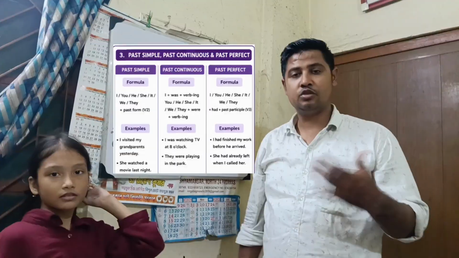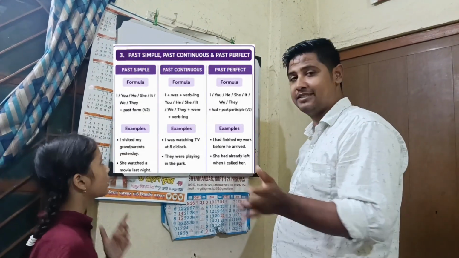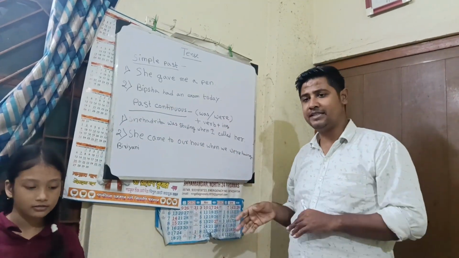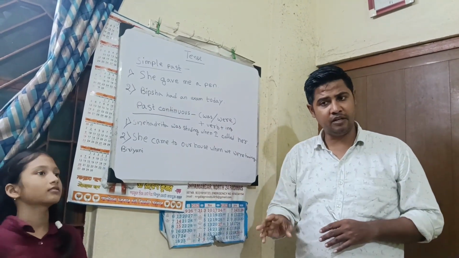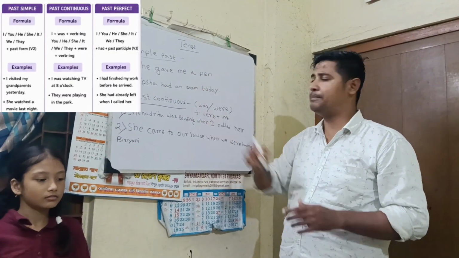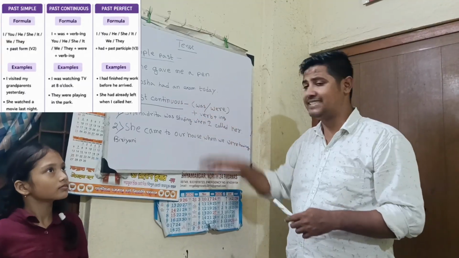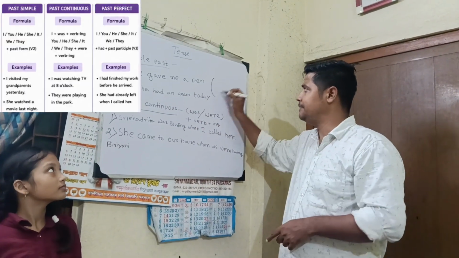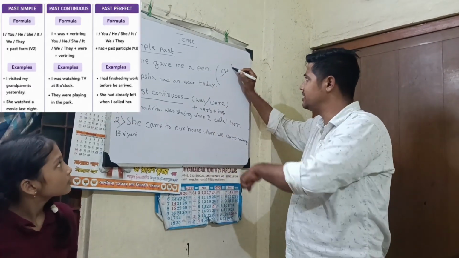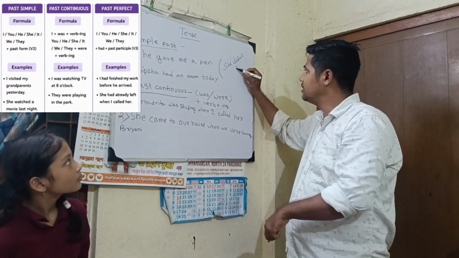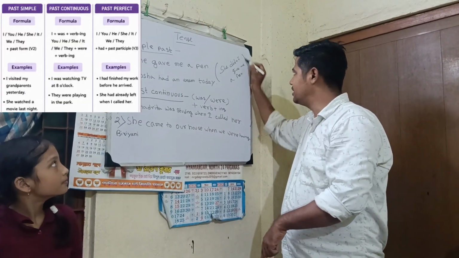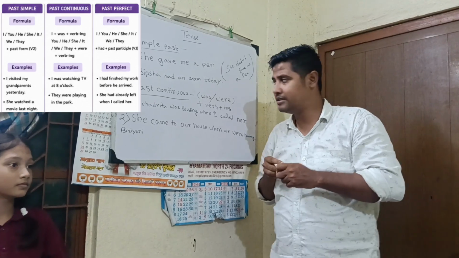Okay, so after present tense, now we are going to understand past tense. Simple past tense that had happened in past. For simple present tense we use the present form of the verb. For simple past tense we use the past form of the verb, as simple as that. She gave me a pen. She আমাকে একটা পেন দিয়েছিল। Bipsha had an exam today, আজকে ওর এক্সাম ছিল। Then for negative sentence, simple past, she did not give me a pen. Okay, she did not give me a pen.